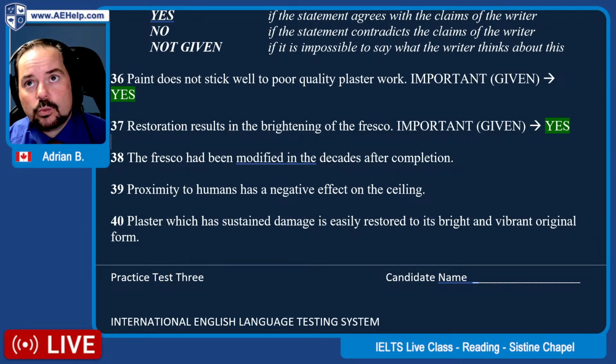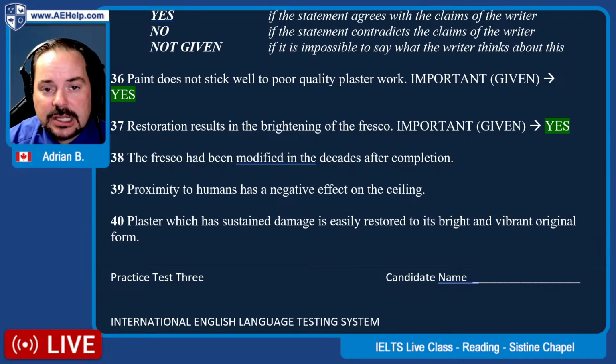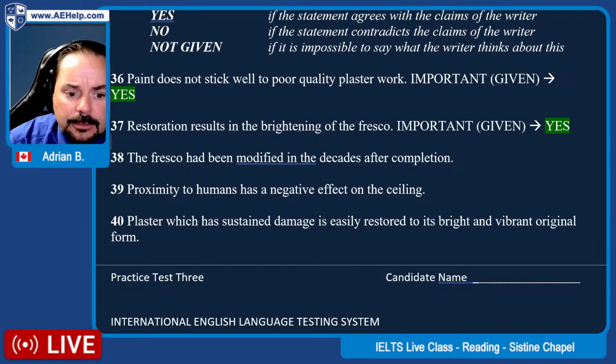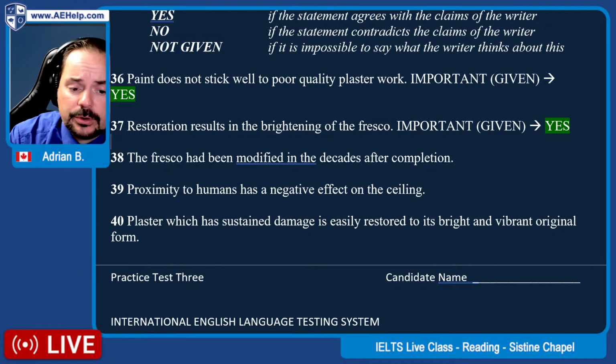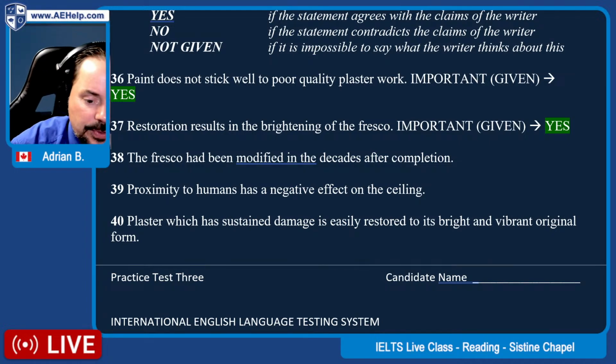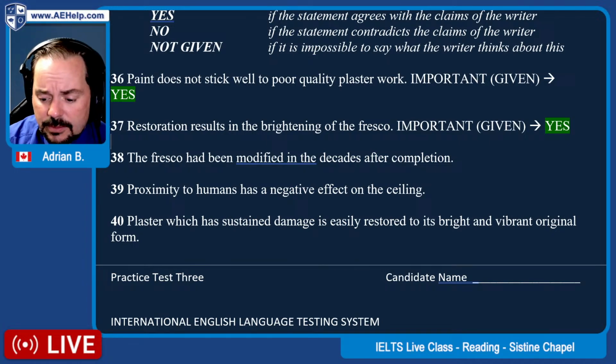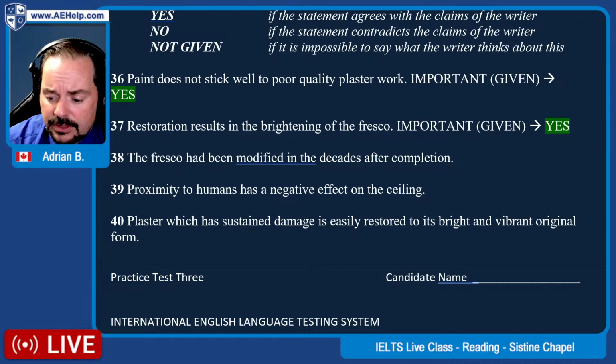But think about where in the passage this information would most likely be. The yes, no, not given answers don't come in the order of the passage necessarily. It could be anywhere in the passage, and if you're just trying to skim read, it's going to take way too long. So Jalaluddin, thank you so much for volunteering and for helping me out with that.